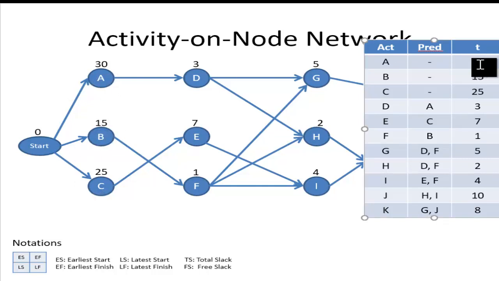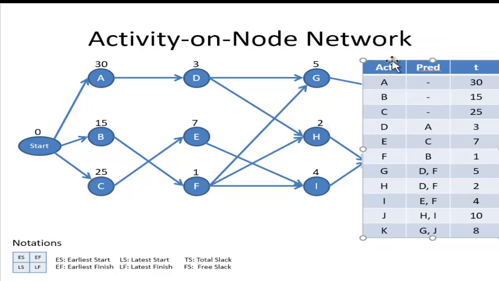and their durations, that is 30, 15, and 25. We put the duration on the activity. This is called an activity on node network. So what we do is we put the time on the node. So that's called activity on node.